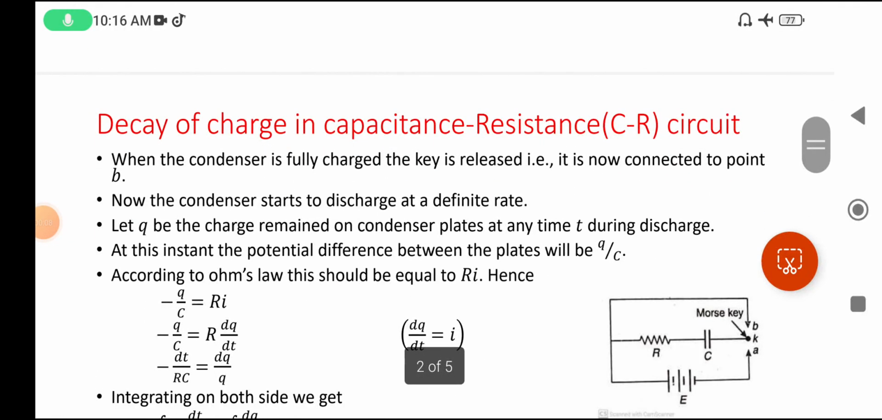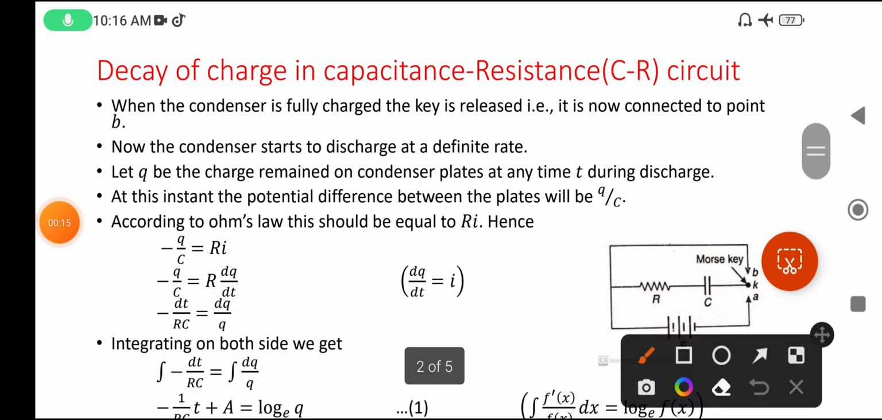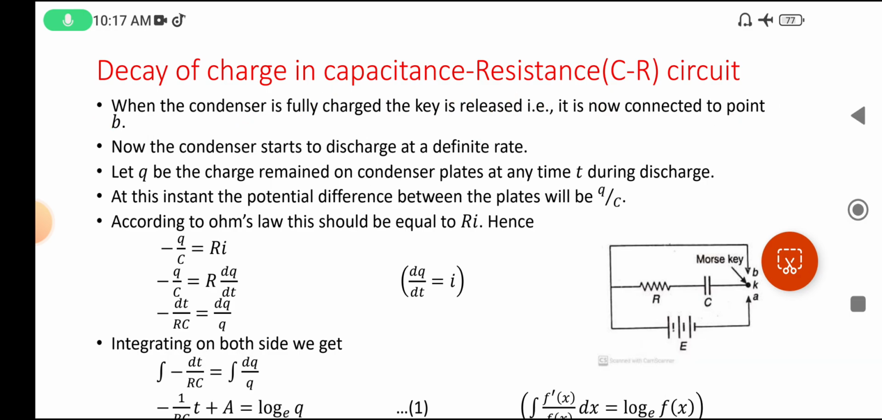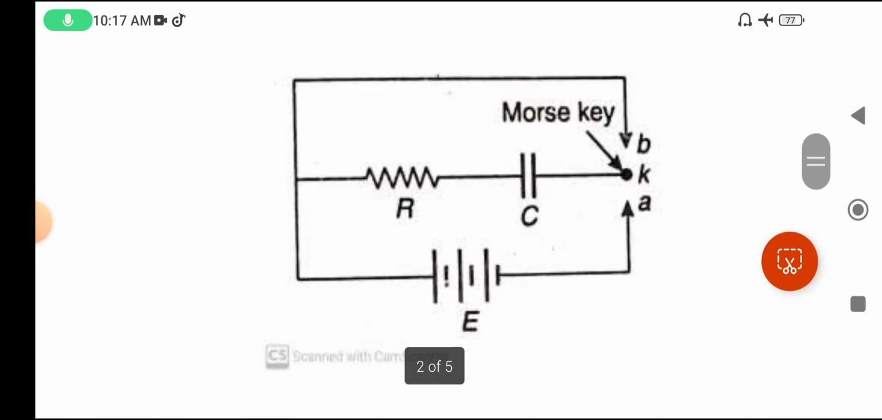Today's topic is decay of charge in a capacitance resistance circuit, or CR circuit. When the condenser is fully charged, the key is released, that is, it is now connected to point B. So key is released means like this. See the diagram.